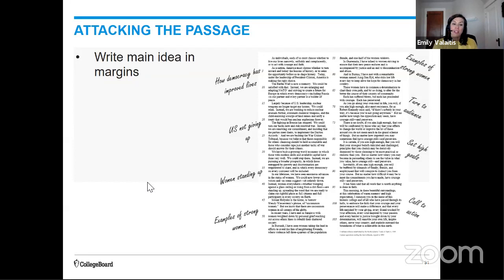Then the middle of her speech, and you can see I'm already previewing the chunks a little bit, she starts to move into the role of women. She says women are starting to stand up more, they're acting as leaders, they're persevering. She gives an example, or several examples, of strong women at the bottom of the first column, the top of the second, of women all over the world. And then in the last portion, that's when she really starts to turn to her audience.